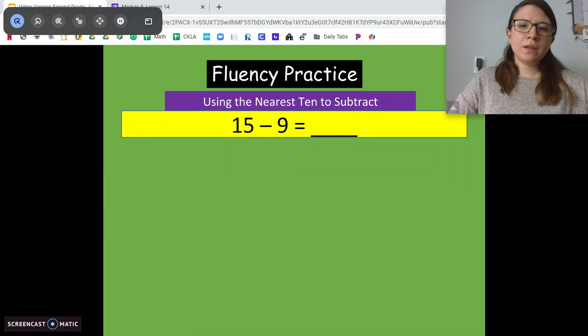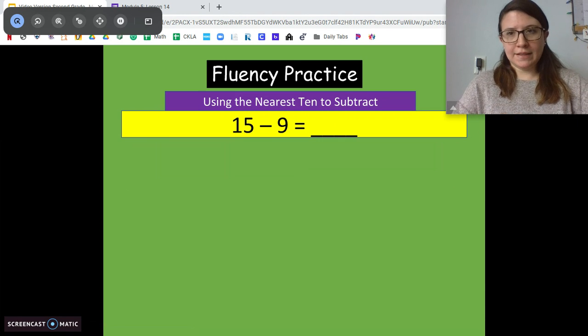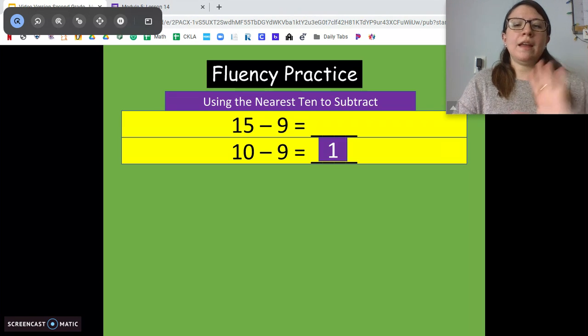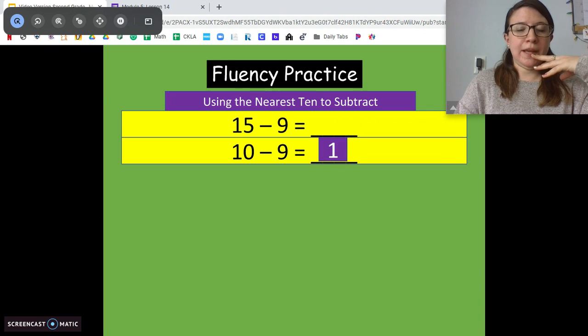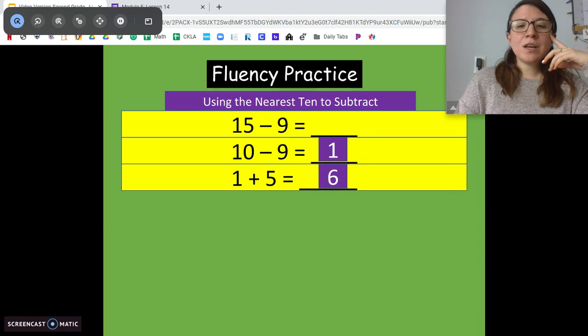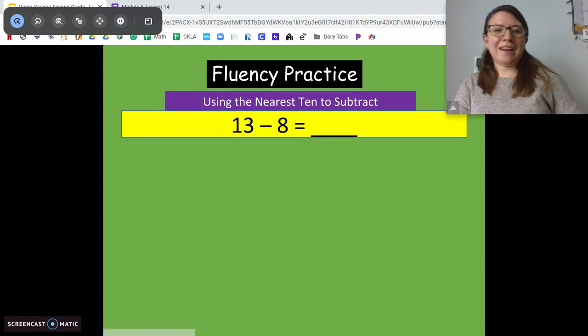Let's try another one. 15 minus 9. We're going to start off with 10 minus 9, which is what? Beautiful. And then now we need to add in those extra ones that we didn't have before. So what's our next number sentence going to be? Good. 5 plus 1, and that's going to give us 6. So 15 minus 9 is? Beautiful. All right, next one.